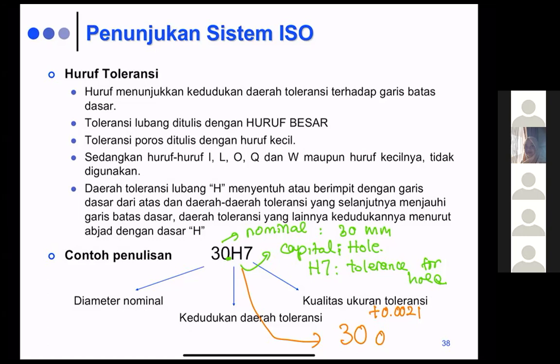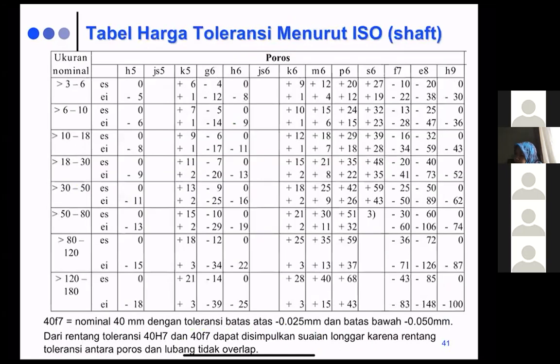Would anyone like to have any questions? I have a question. Is the reading the same for both hole and shaft? Yes, for the ISO, for the shaft it is also the same. For the shaft, we use a smaller alphabet. If it is a smaller alphabet, then it would be a shaft. You have the small alphabet, but again, you have to find the nominal and then get that one.